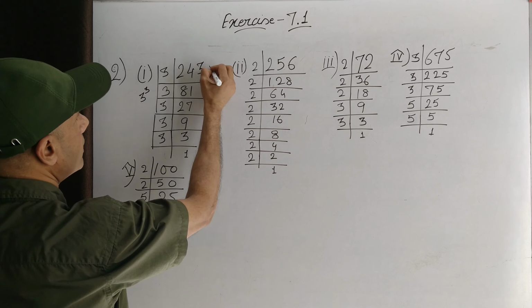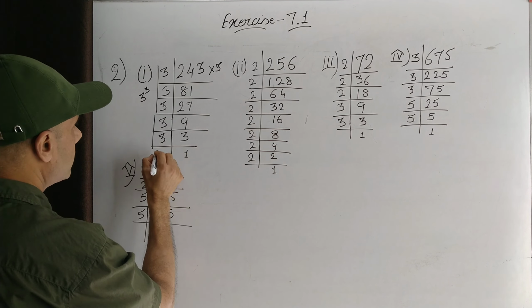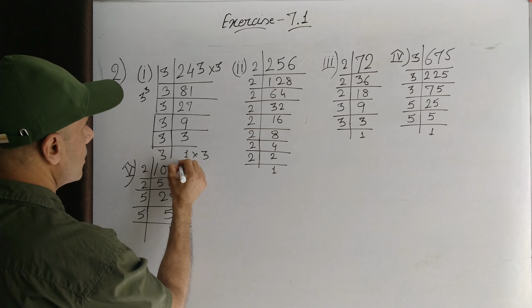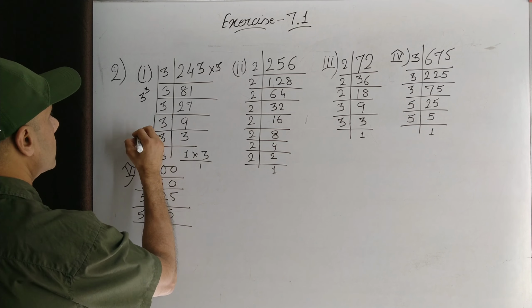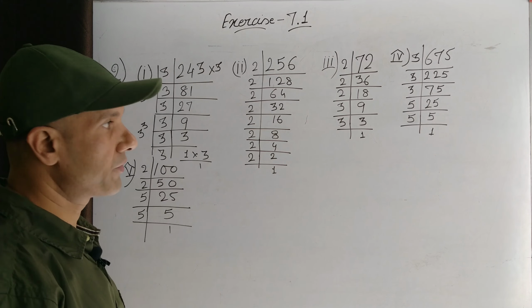Okay. So we'll multiply this number with 3, and then we'll get another prime factor of 3, and hence it will be a triplet of 3 again. So we require to multiply this number with 3 to get a perfect cube.